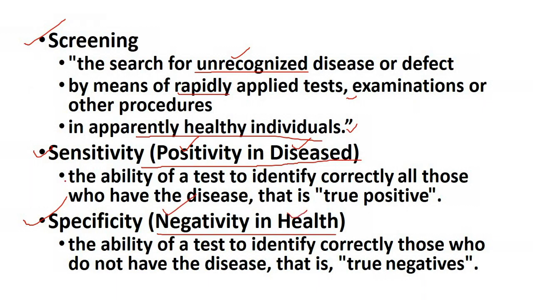Now look at the definition: the ability of the test to identify correctly all those who have the disease, that is true positives. You can modify this way: the ability of the test to correctly identify the true positives among the diseased. And here, the ability of the test to correctly identify the true negatives among the healthy, that is those who do not have the disease.